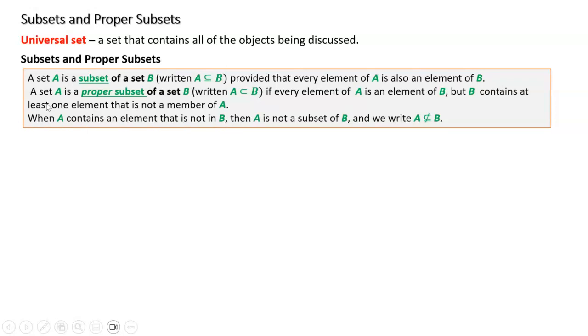Now, the set A is a proper subset of a set B, and this is the notation. A is a proper subset of B. So it's almost the same thing for subset and proper subset, but the proper subset doesn't have the little slash on the bottom. And this is what it means: every element of A is an element of B, but B contains at least one element that is not a member of A. And then it says here, when A contains an element that is not in B, then A is not a subset of B. And we write it as A is not a subset of B.